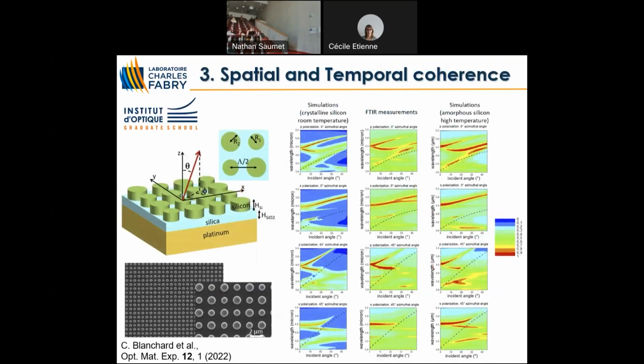Now we move to the control of frequency and direction simultaneously. We want to design a metasurface that can be both directional and monochromatic. And in the design, that was a collaboration with the group of Xavier Letartre in Lyon. This sample was designed in the group of Xavier Letartre. The idea was to have an emitter for CO2 detection. I'm sure you have a detector in your home, you have to detect CO2.